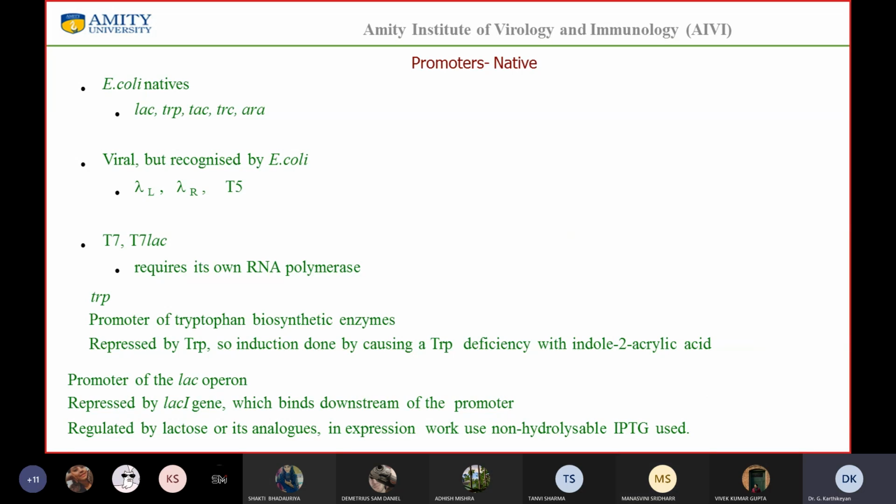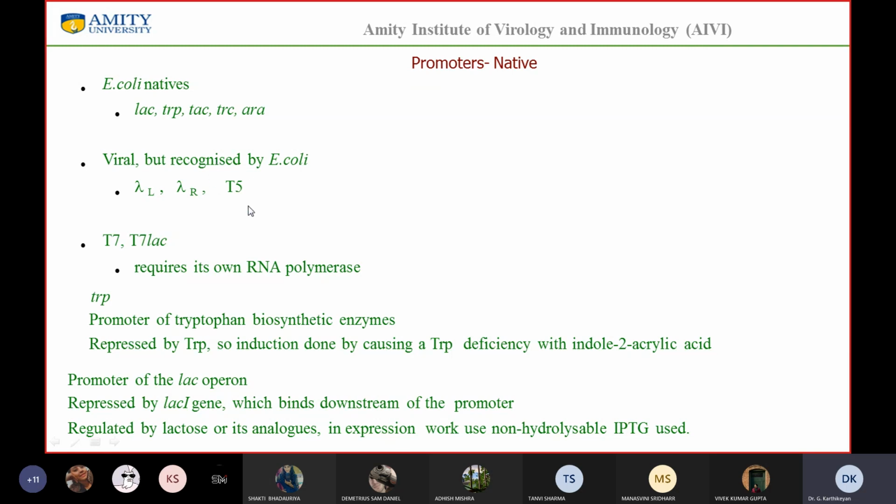So you have a variety of vectors for expressing in E. coli. The native promoters are the lac promoter and the trp promoter, then the hybrid promoter called the tac promoter, which is tryptophan plus lac. You also have arabinose promoters. And then you have certain viral promoters which are recognized by E. coli. For example, lambda is a phage that infects E. coli, and in this lambda phage you have two promoters, one called the left promoter and one called the right promoter.